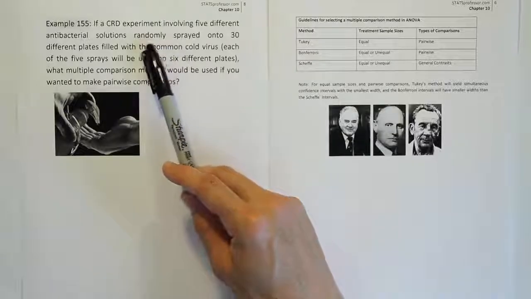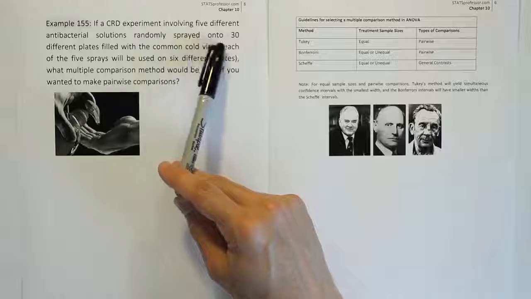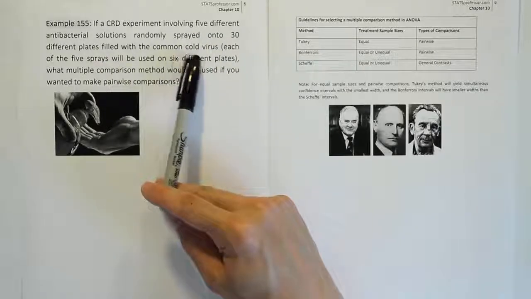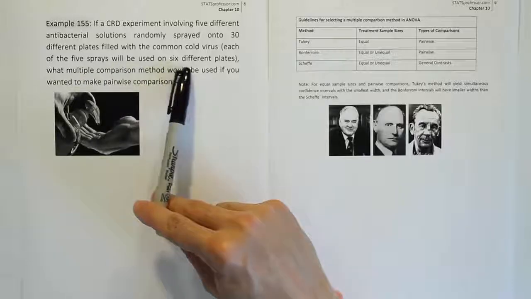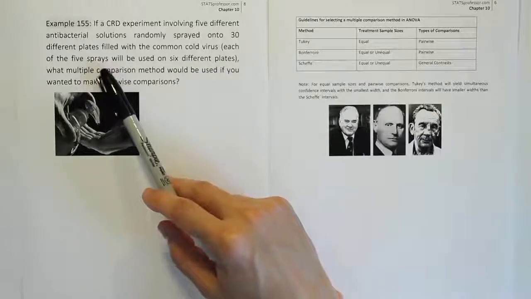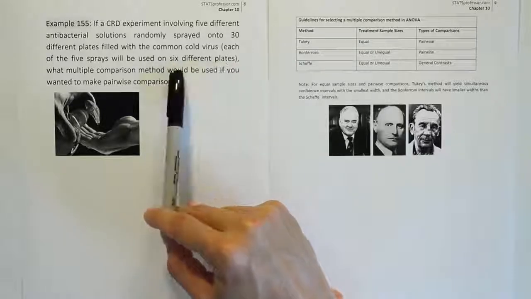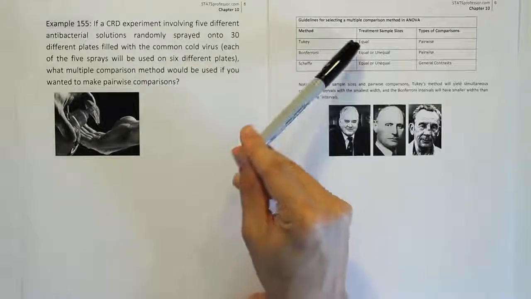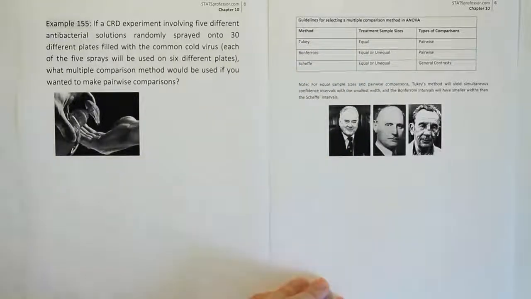Well, it says that you're going to have 5 different antibacterial solutions, right? Randomly sprayed onto 30 different plates filled with a common cold virus. But then it tells us that each of the 5 sprays will be used on 6 different plates. So that means all of the 5 sprays get 6 different plates to be applied to. That means equal sample sizes, doesn't it? So if that's the case, then we're going to go ahead and choose Tukey because that gives us the smallest interval possible in this scenario.